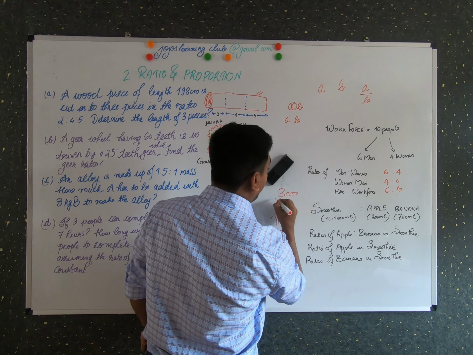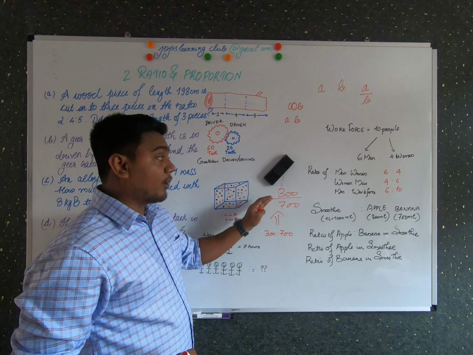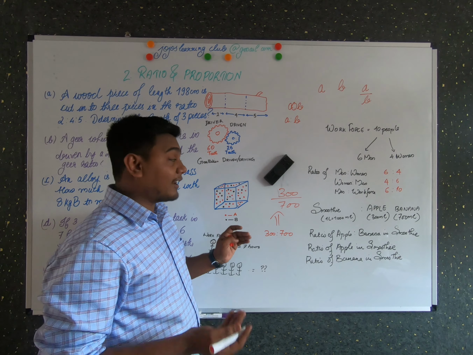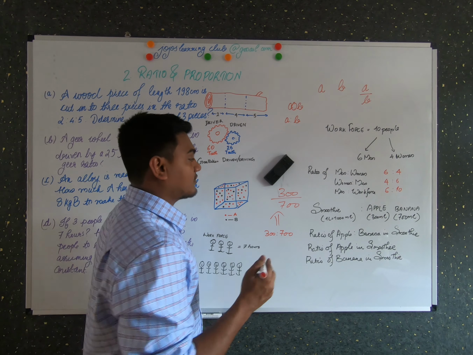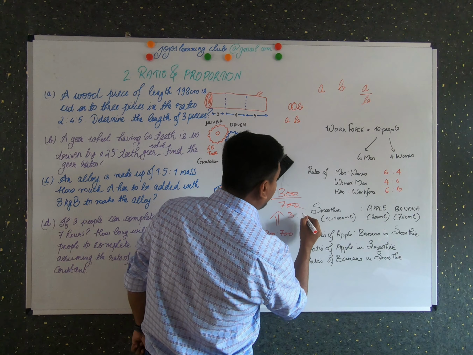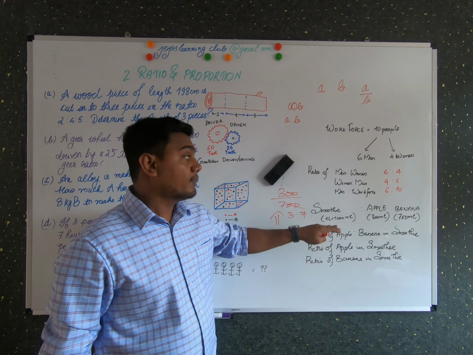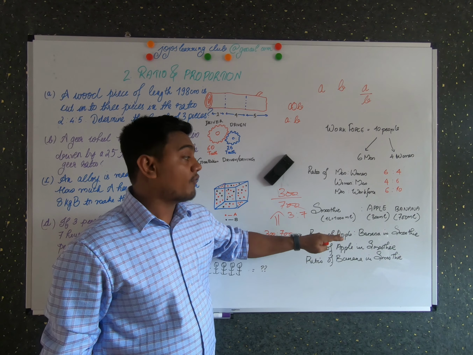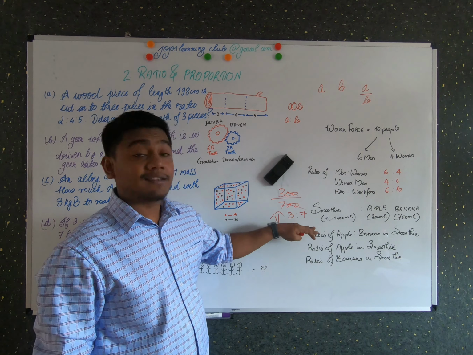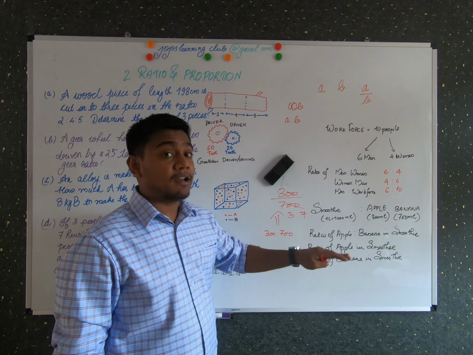That is 300 by 700. Then you know that when you have a fraction, you can write it down in its smallest fraction possible. So both the zeros get cut down and you can simply write it as 3 is to 7. So the ratio of apple to banana in the smoothie is 3 is to 7.